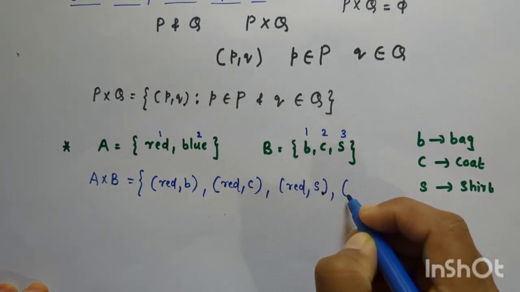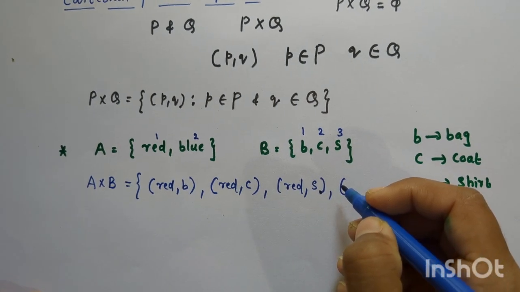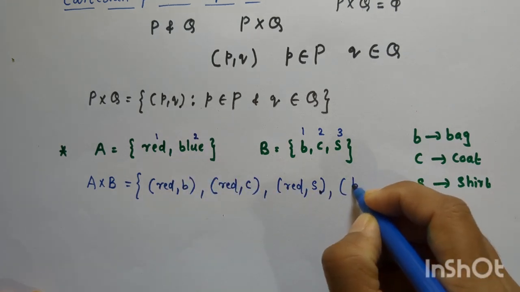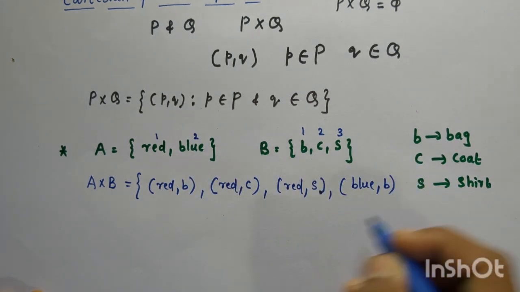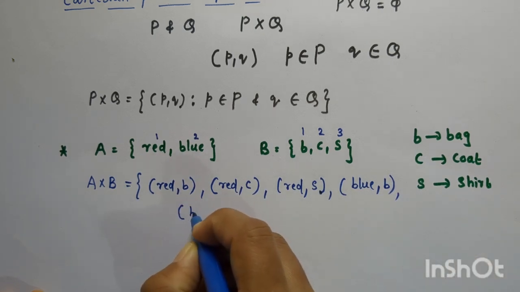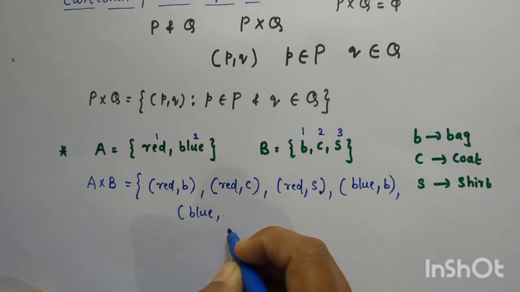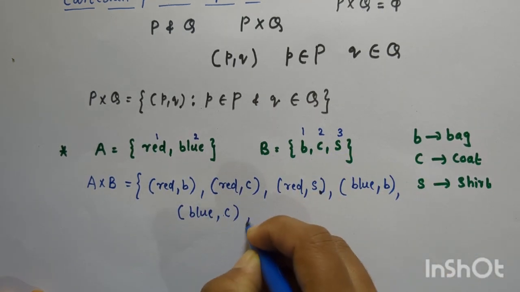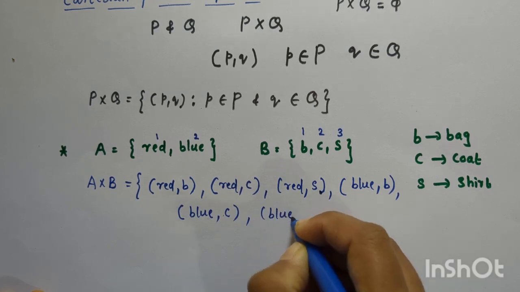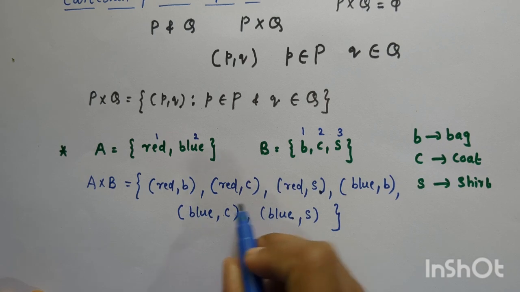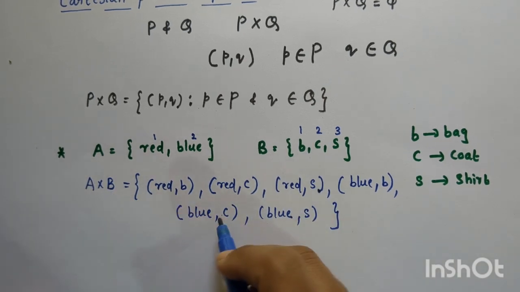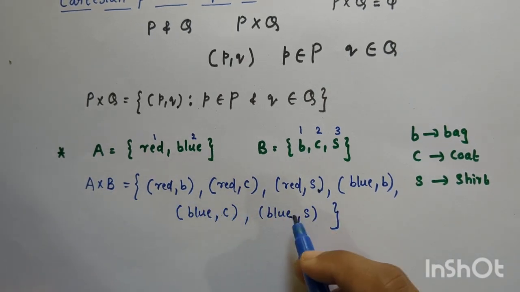Comma, first element of A is over. Now second element of A, blue, comma, first element of B. Comma, second element of A, second element of B, comma, second element of A, third element of B. So this will be the set A cross B. These are the ordered pairs.